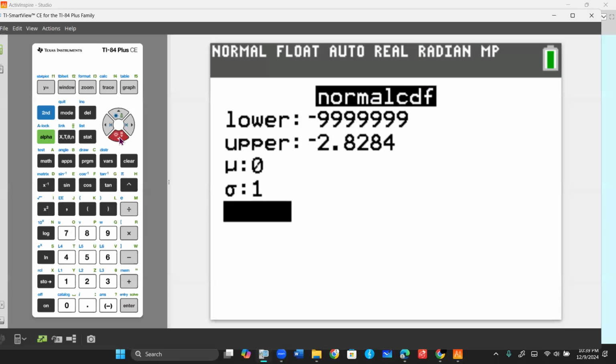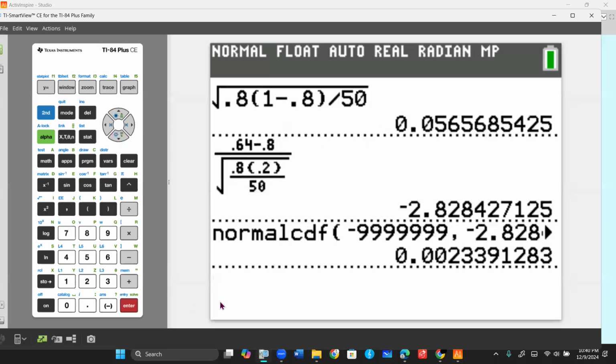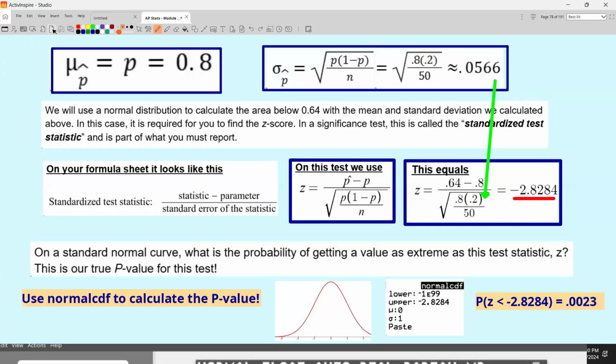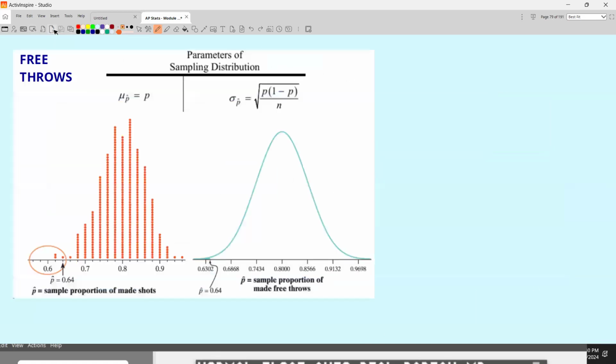Leave my 0 and 1 as my mean and standard deviation because this is a z distribution of getting a probability less than that z-score. And it's 0.002. It's really small. So always use that normal CDF. It's going to be a very small probability. And what does that tell us?